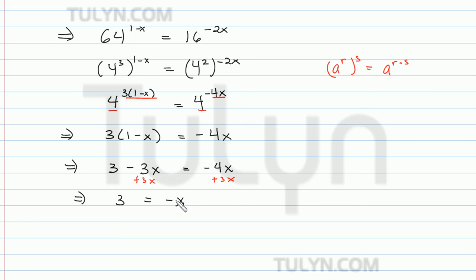So that's negative x. But we want to solve for x, not negative x, right? So let's multiply both sides of the equation by negative 1. Times negative 1. So then this ends up becoming x is equal to negative 3. So that is the value of x, which will satisfy our exponential equation.